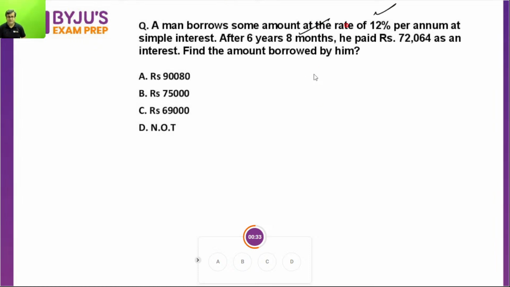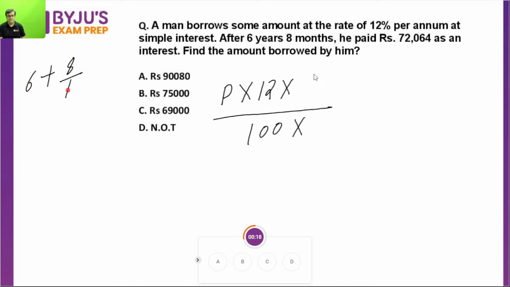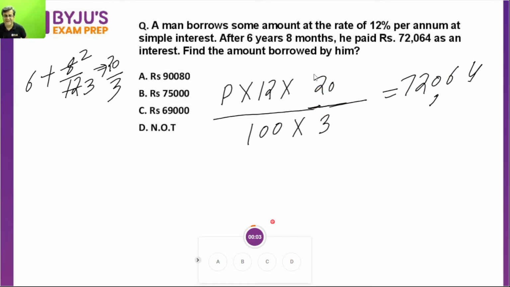Rate is given, time is given, interest is given, find principal, money borrowed. A option is right, but nobody has given me the right answer. Let's see now. Whatever the principal is, the rate is given 12%. The time is given 6 years, 8 months. The time is 20 by 3. The value of interest is 72,064 rupees, right? So come to this question. The principal we are supposed to find out.